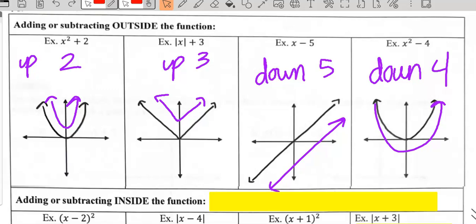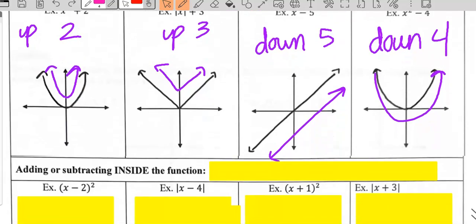All right, thanks for pressing pause and finishing this. So again, we've kind of already talked about the top. Here's what you should have gotten. So again, adding or subtracting outside of the function, and outside means at the end. If the number is positive, it's going to go up, and if it is negative, it is going to go down. So that's kind of the big takeaway from the first section.